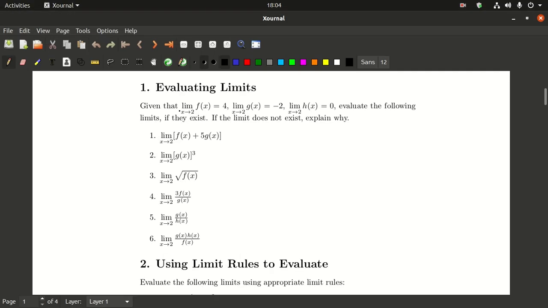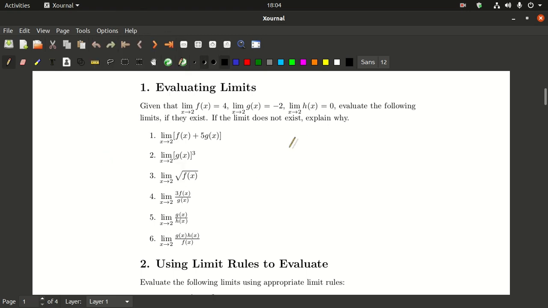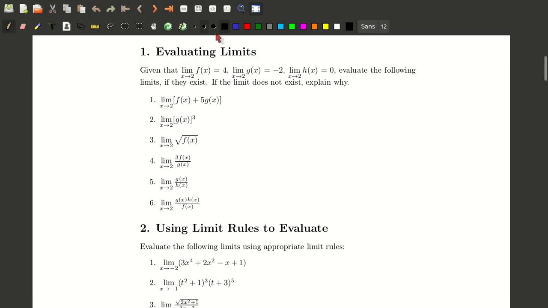Let me use this pencil so you can see. So here, I'm going to use this part. The limit as x approaches 2 of f of x is 4. The limit as x approaches 2 of g of x is minus 2. The limit as x approaches 2 of h of x is equal to 0, I mean. Evaluate the following limits if they exist. If the limit does not exist, explain why.